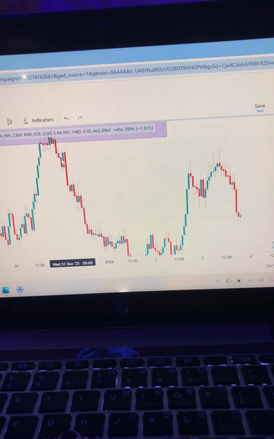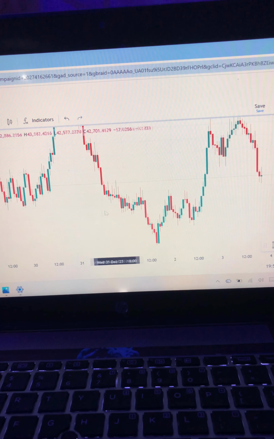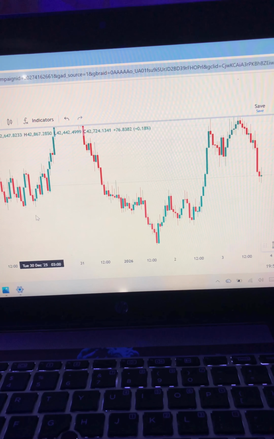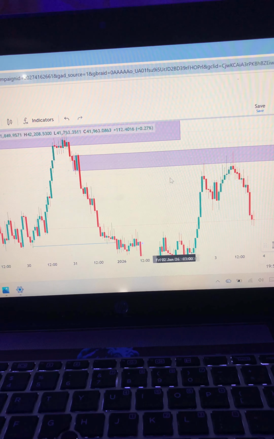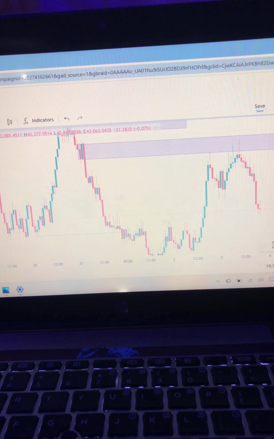Then I mark out this zone. From here I mark out this zone, because why? We are still having a market structure shift here on the 1 hour time frame. Then I mark out my market structure shift here on the 1 hour time frame. I simply waited for the market to retrace to this zone, right? Now what happened? Then I scaled down to the 5 minutes time frame.